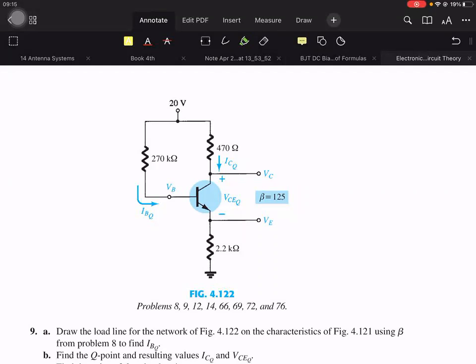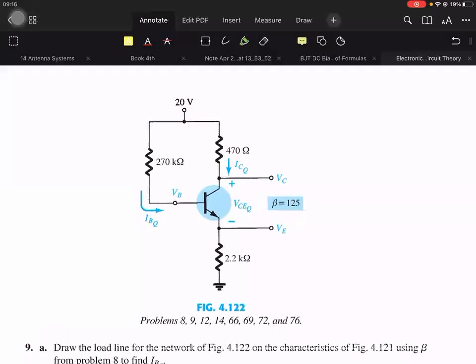Again, good morning to all. So we'll start today by solving this example number 8 on the text. We have an emitter bias configuration for our BJT amplifier. So let's try to solve the usual parameters that are important, transistor currents and voltage VCE.